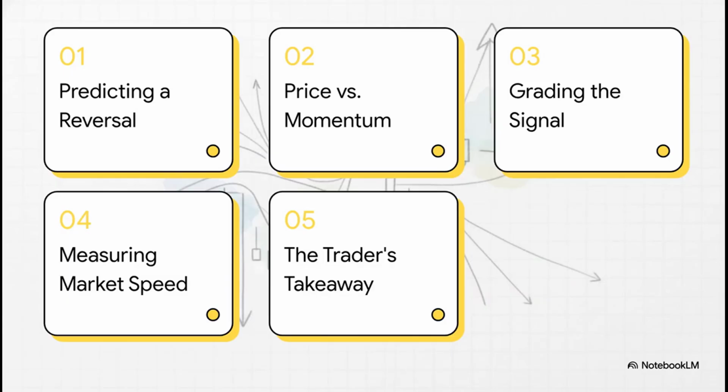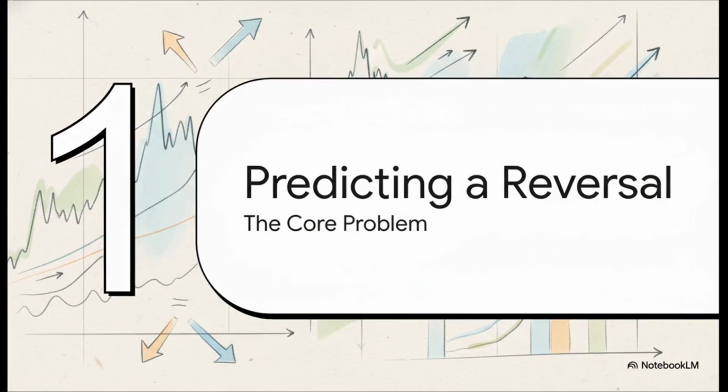So here's our game plan for today. First, we'll talk about the challenge of predicting a reversal. Then, we'll get into what it means when price and momentum disagree. After that, we'll see how traders grade these signals, what tools they use, and finally, we'll wrap it all up with the big takeaway. All right, let's jump right in.